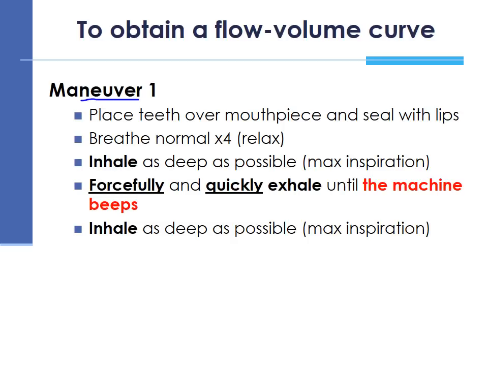In order to obtain a flow volume curve, there are two different types of maneuvers depending on the software which has been installed with the spirometer. For maneuver 1, the patient is instructed to place their teeth over the mouthpiece and then seal with the lips. They are then instructed to breathe normally for 4 breaths, so 4 relaxed breaths. From here, they then have to inhale as deep as possible, in other words, a maximal inspiration.